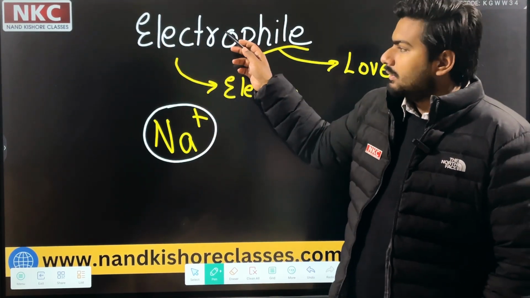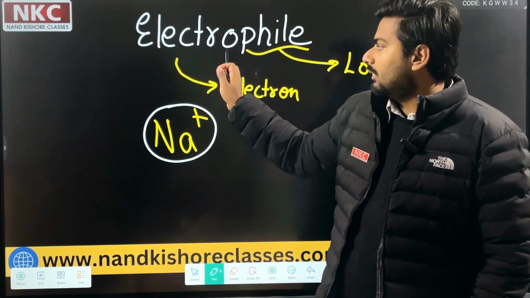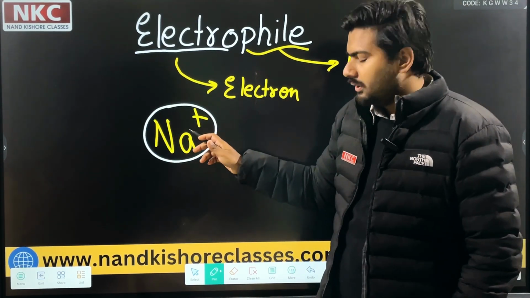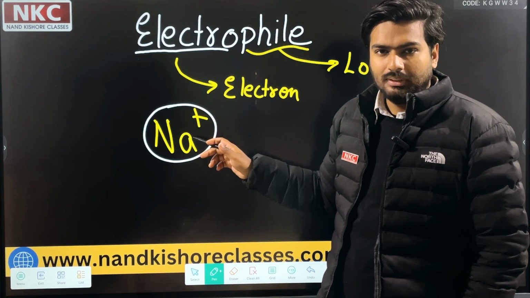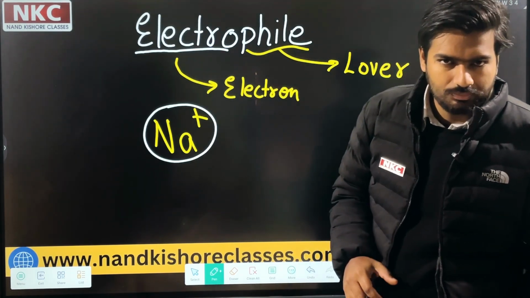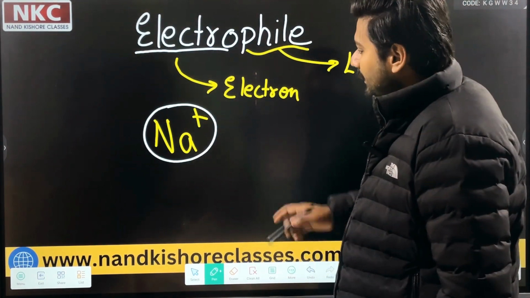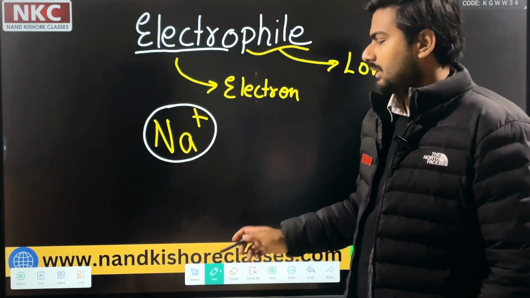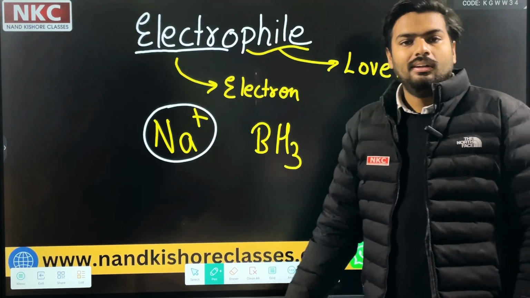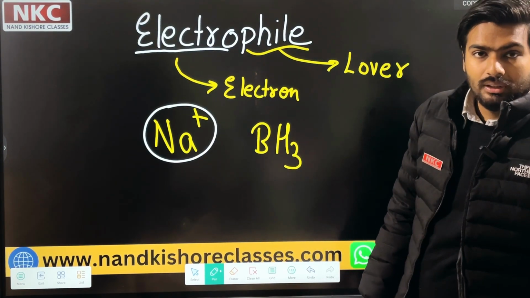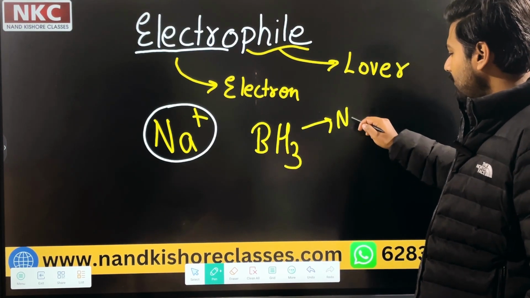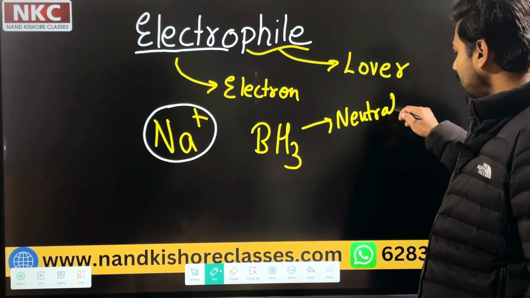But see, electrophiles are not negatively charged. From the word electro one may think negative electron charge, but electrophiles are generally positive. I'm saying generally, because sometimes they can be neutral also. This time it is a positively charged cation. Like BH3, borane, is an electrophile, but it has zero charge, a neutral electrophile.